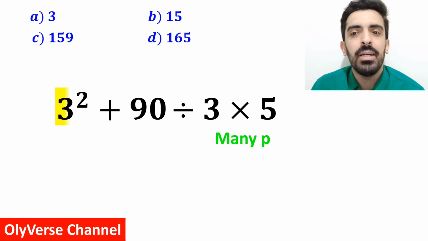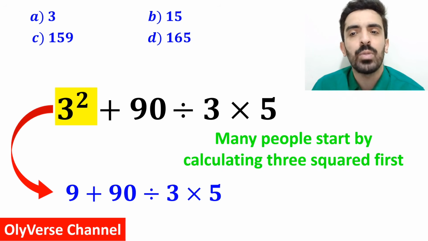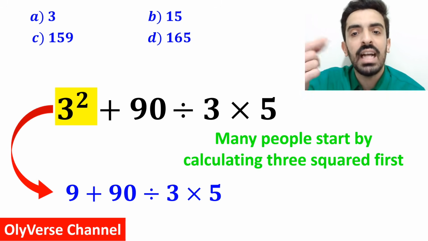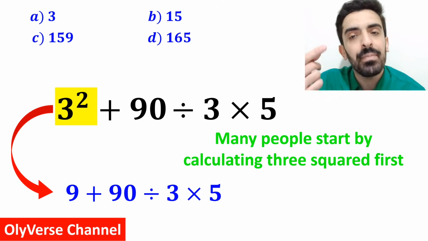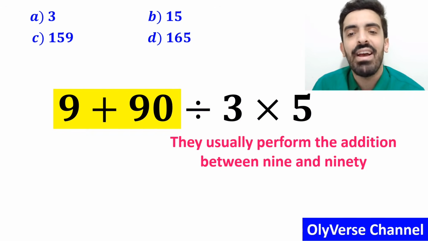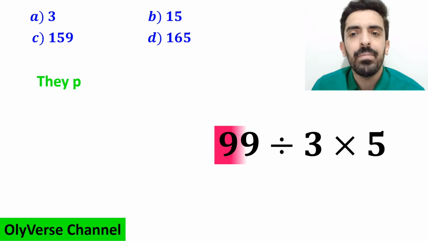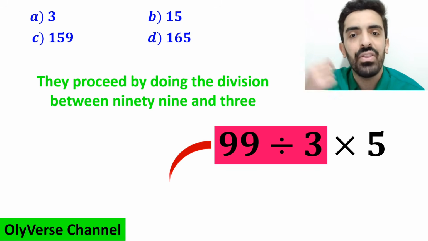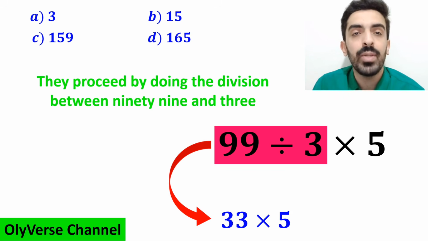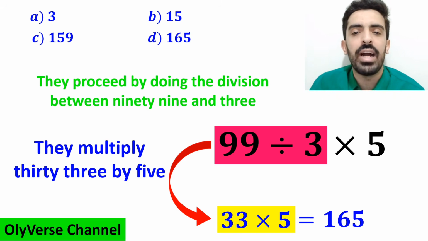To solve this question, many people start by calculating 3 squared first, and instead of the original expression, they write it as 9 plus 90 divided by 3 multiplied by 5. In the next step, they usually perform the addition between 9 and 90 and simplify this expression to 99 divided by 3 multiplied by 5. Then, they proceed by doing the division between 99 and 3, which gives them 33 multiplied by 5. And finally, they multiply 33 by 5, which ends up with the answer 165.